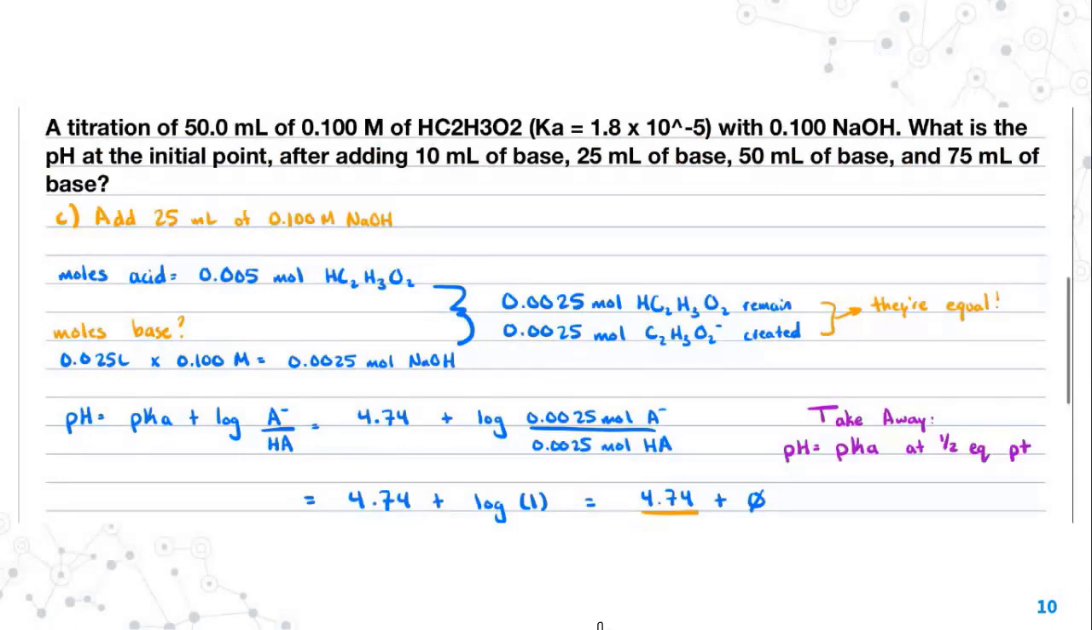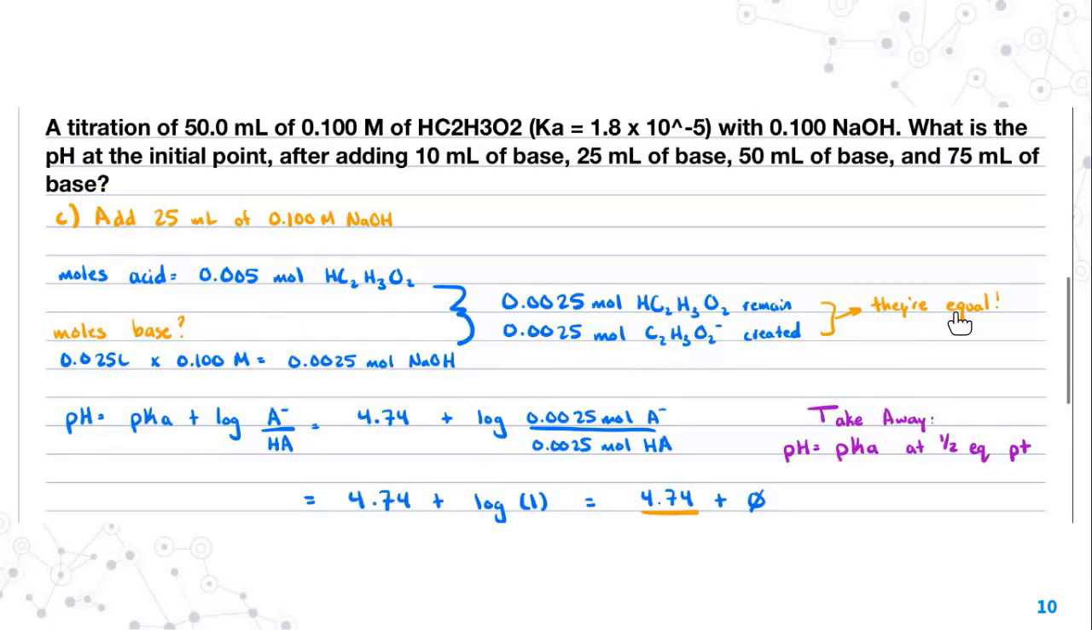All right, so back to this one. We had our moles of acid earlier. And so what are our new moles of base that we're adding in? So we'll do volume times molarity, and we get these new moles. And so let's go ahead and combine them again and see. Looks like we run out of base again. So let's see what we have here. So we have 0.0025 moles of the acid left. 0.0025 moles of conjugate base was created.